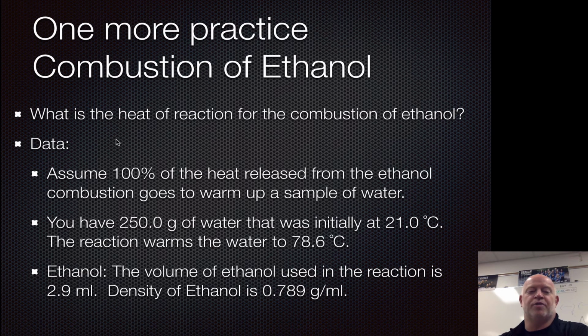We're going to assume 100% of the heat released from the ethanol goes into the water. We're going to assume we're in a calorimeter with a perfect insulator. We have 250 grams of water that we're warming up, with an initial temperature of 21.0 degrees Celsius, and the water warms up to 78.6 degrees Celsius. That's how hot we get it.